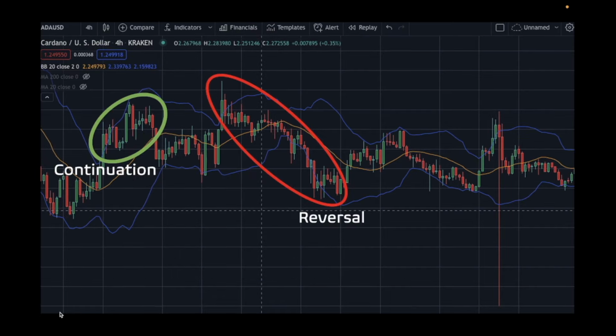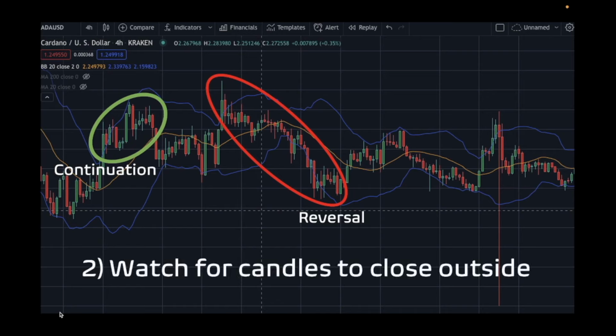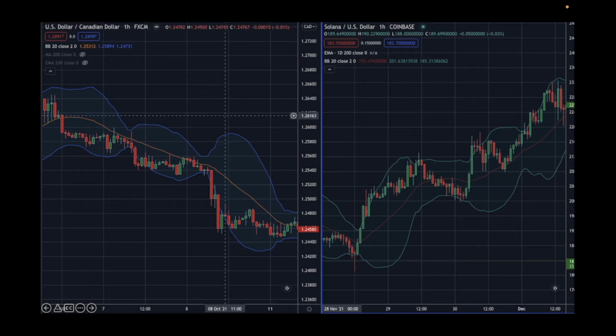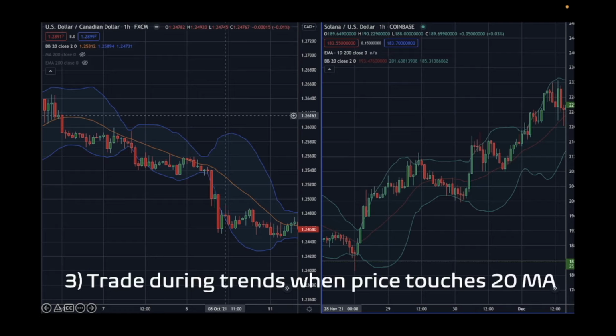Strategy number two, look for price to close outside of the bands. You really need to use other indicators here, as price closing outside of the bands could mean one of two things. Either you're going to get a continuation of the trend, or you're going to get a rejection and reversal. The only way to guess which direction it will go is to use other indicators to help guide you. Strategy number three. Wait for the bands to be in a clear slope, either up or down, and make trades in the direction of the trend when price hits the middle band.